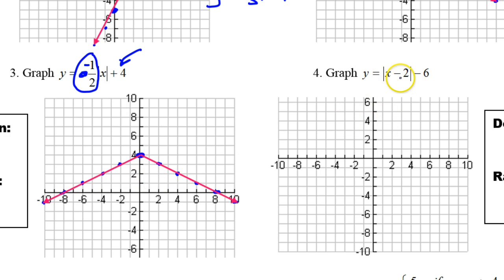Now, similarly, the transformations here are right 2, down 6. The left-right motion is always the opposite of the way it looks. So right 2, down 6. So that puts my vertex here. Now this is an upward-facing V. For the right-hand side, I can use the slope. This invisible number in front is an invisible 1. So I'm going to go up 1, right 1 from the vertex. But this is absolute value, so I've got to V it up. So for the left-hand side, I'm going to go up 1, left 1, like this.